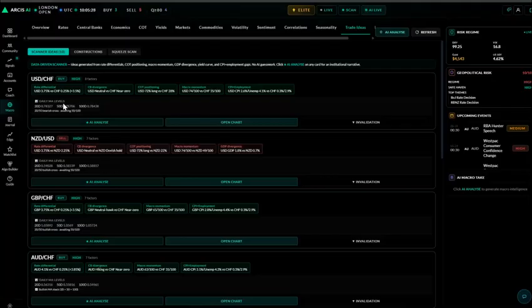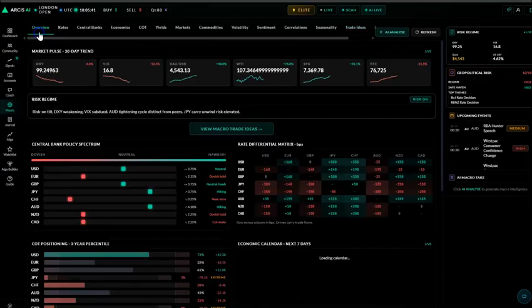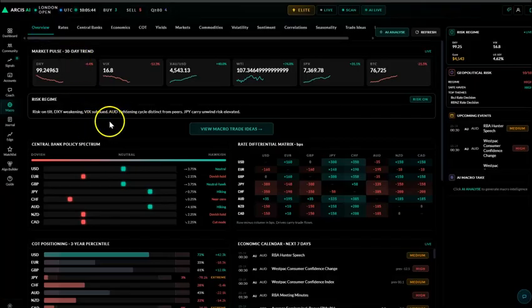You can use the macro data with the 20-day, 50-day, and 100-day moving average. If you're above that and the macro data matches a bullish trend, you know you're on the right macro side of the market. So I'll just break down the actual macro platform so you actually understand everything that is being shown.